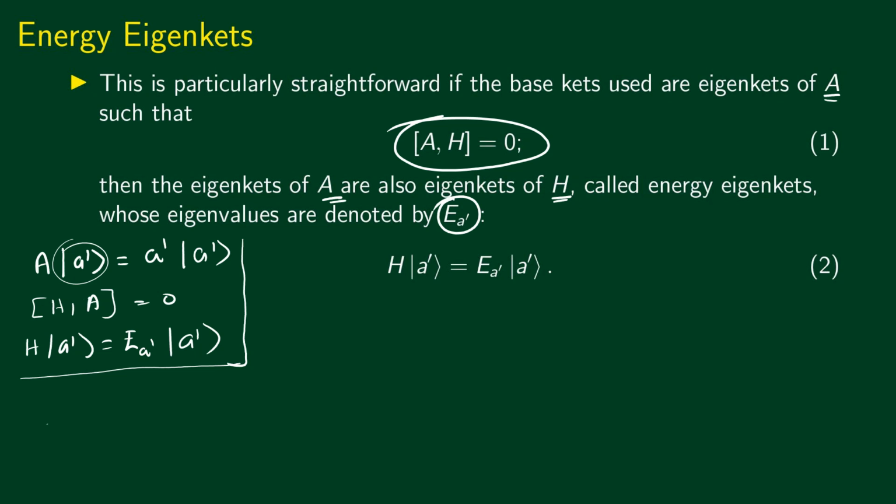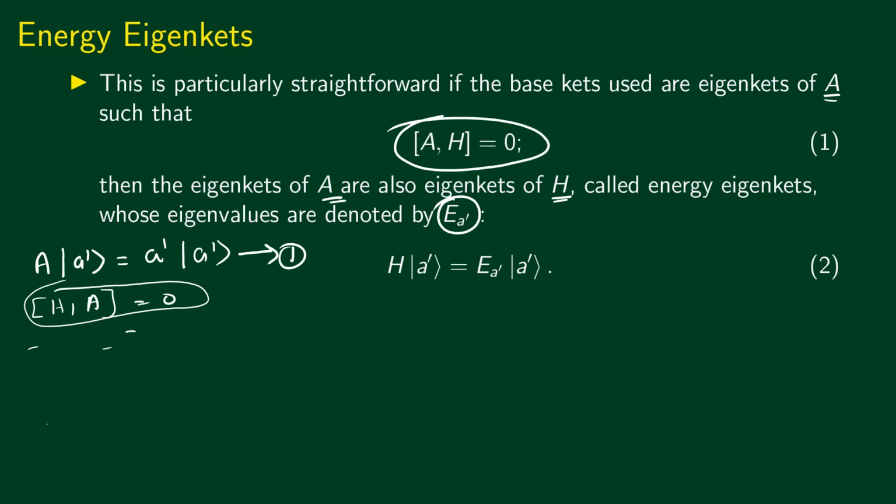So let's start with this eigenvalue equation: A acting on ket a' is equal to a' multiplied by ket a'. Let's also assume that A commutes with the Hamiltonian. Now, for simplicity, let's assume that the eigenvalues of A are non-degenerate. What do we mean when we say that the eigenvalues are non-degenerate? What we mean is that corresponding to one eigenvalue, there's only one eigenket. So corresponding to the eigenvalue a', there's only one eigenket, ket a'. If there is more than one eigenvector corresponding to an eigenvalue, then we say that the eigenvalue is degenerate.